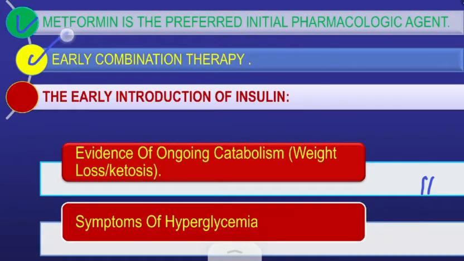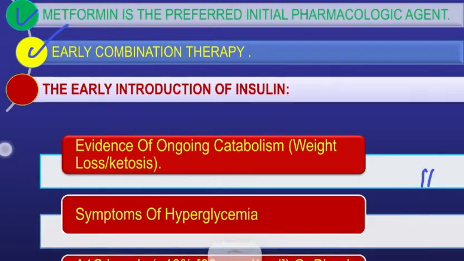Early combination therapy, that is metformin with other oral hypoglycemic agents, should be considered early in therapy, as studies have shown that early combination therapy or early control of hemoglobin A1C will result in a better long-term remission rate and delay the pancreatic failure and the need for insulin.